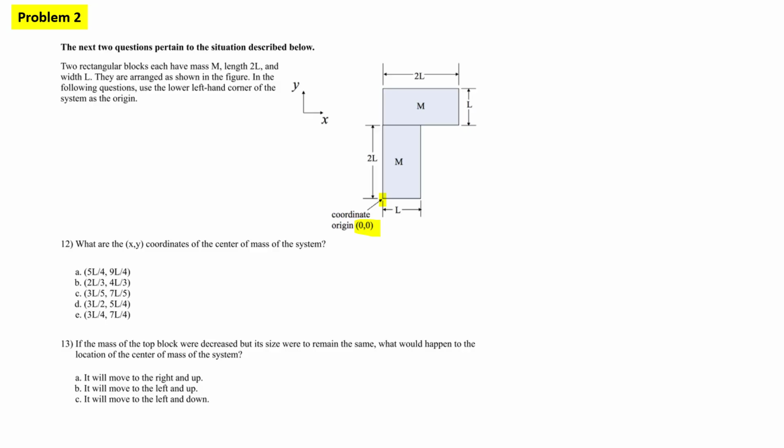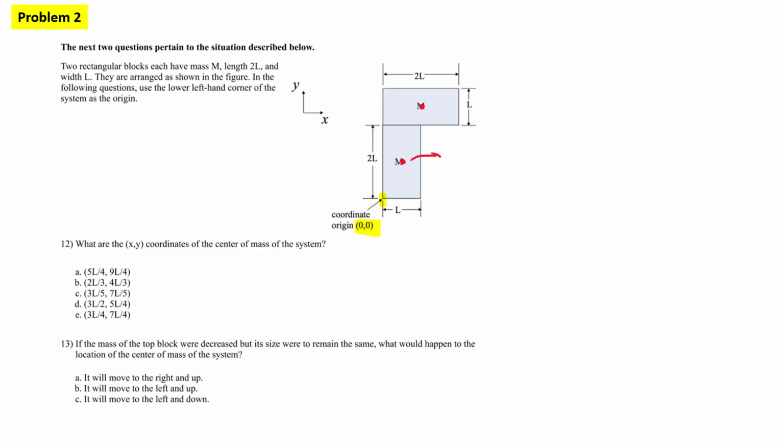The first question says, what are the XY coordinates of the center of mass of the system with respect to this coordinate system right here? So what we're going to do for a problem like this is you want to simplify basically complicated objects, or more complicated objects like rectangles, and I want to replace them by points. And I'm going to place the points at their respective center of mass positions.